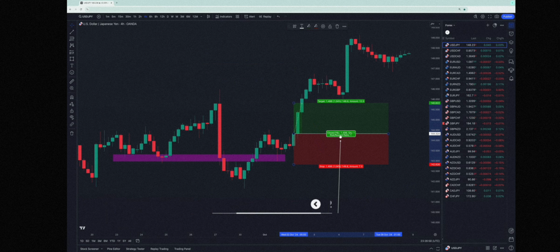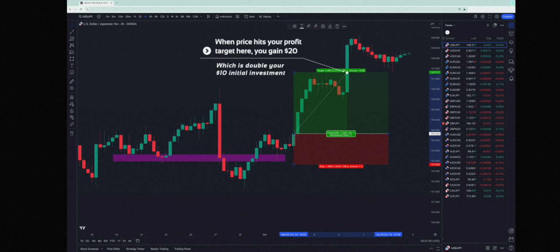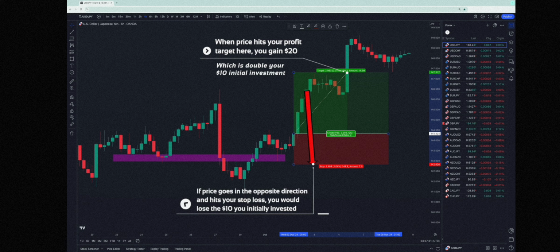Now, let's say you want to set a risk reward of 1 for 2. When price hits your profit target here, you would gain $20, which is double your $10 initial investment. If price were to go in the opposite direction and hit your stop loss, you would lose the $10 you initially invested. You risk 1 to either gain 2 or to lose 1.